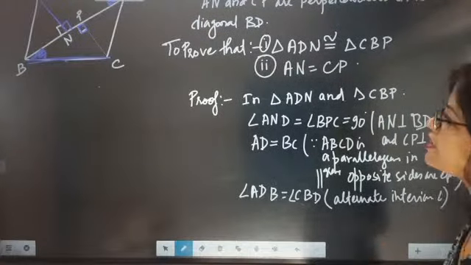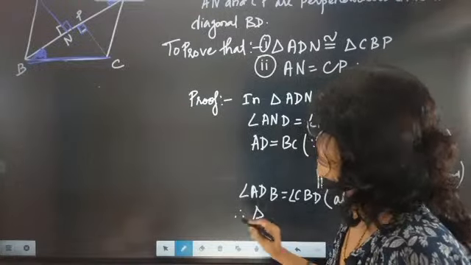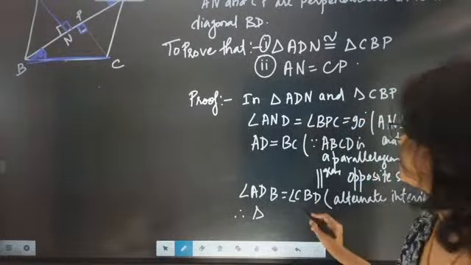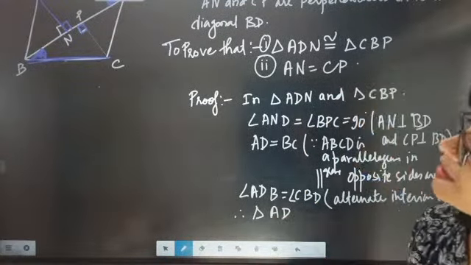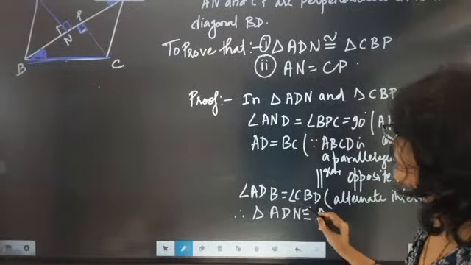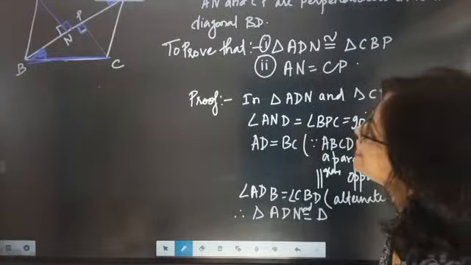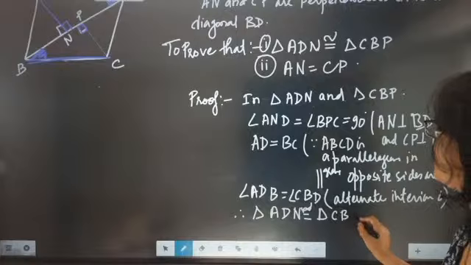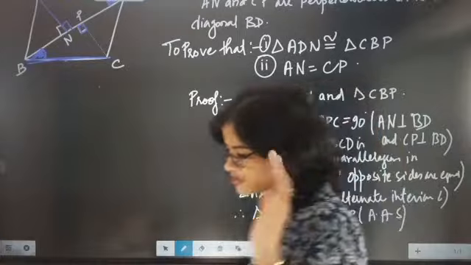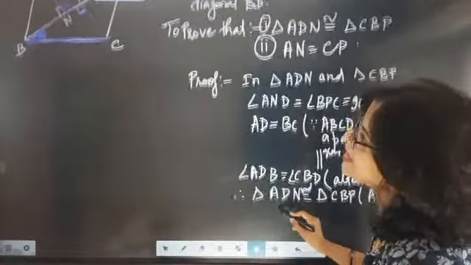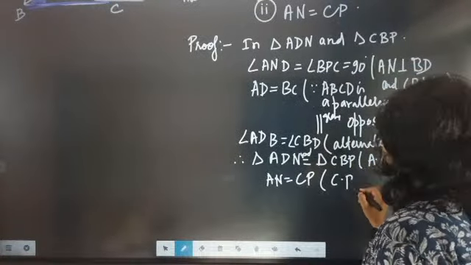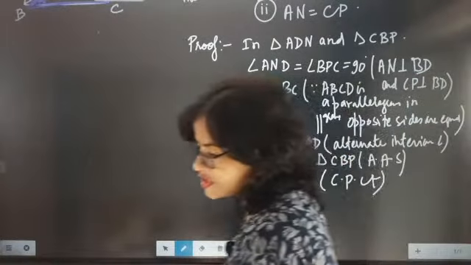Once we have done this by alternate interior angle, we can say that triangle ADN is congruent to triangle CBP by angle side. And once we have done it by angle side, who is going to stop us now? We are going to say by CPCT, AN will be equal to CP.